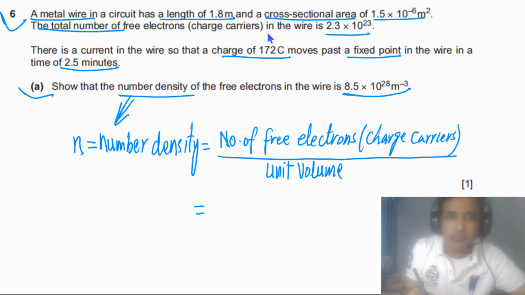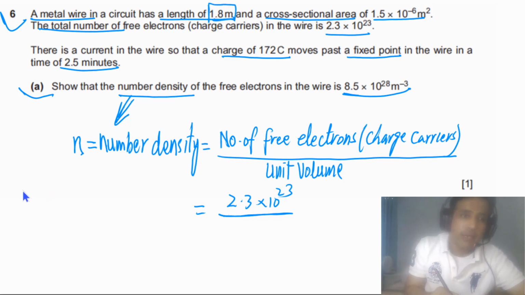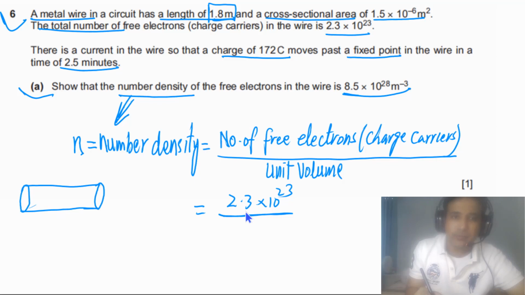In this case, the total number of free electrons is equal to 2.3 times 10 to 23. We need to divide by the volume of the wire. The length of the wire is given to us. We are treating the wire as a cylinder, so this is a cylindrical wire. In this much volume we have this number of free electrons. The cross-sectional area is A and the length of the wire is L. We need to find its number density, meaning the number of free electrons per unit volume.